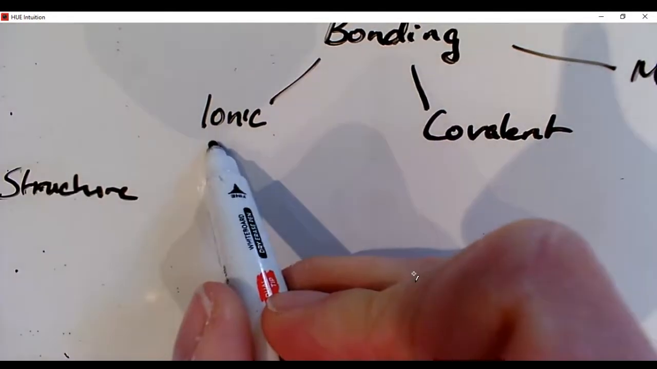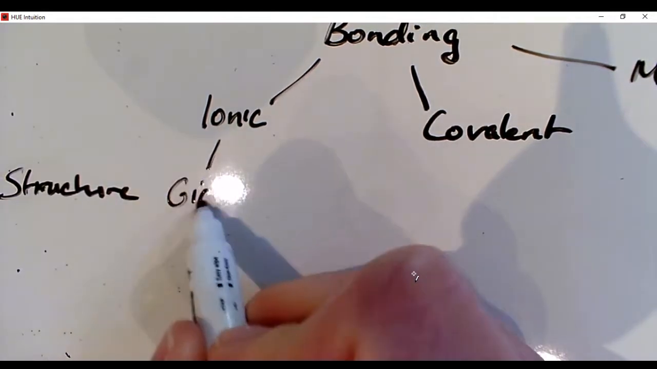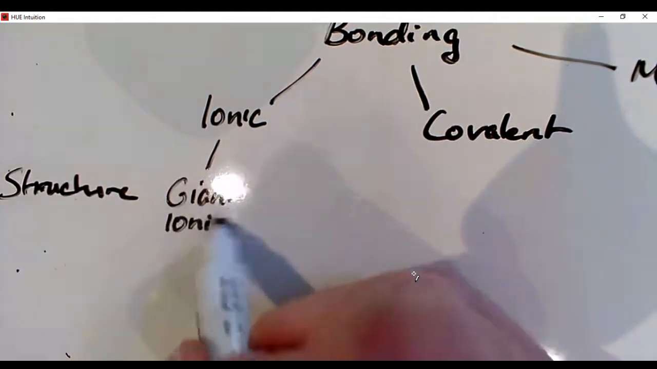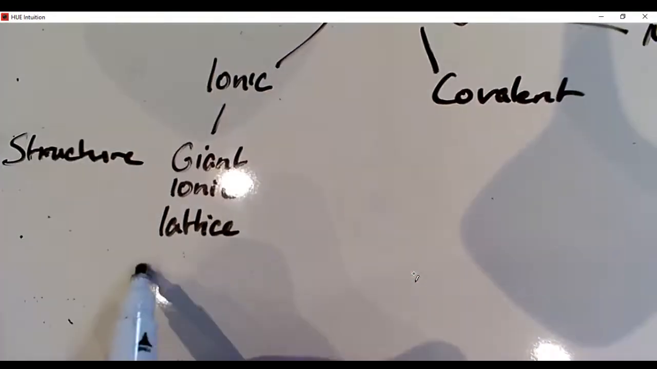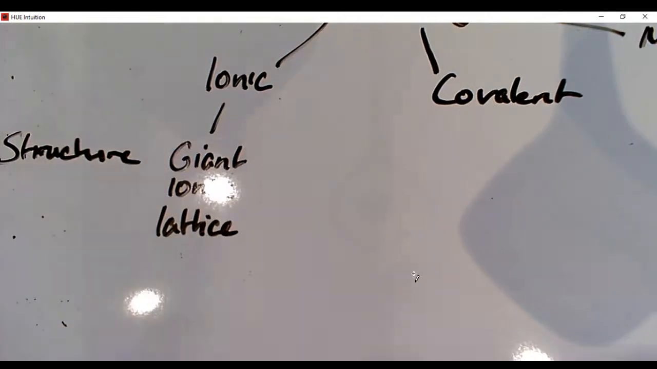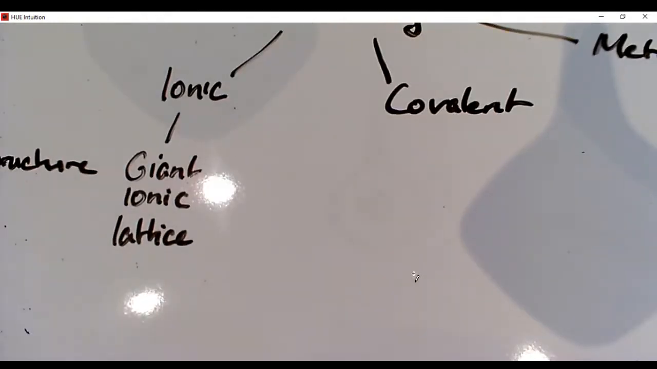Now, for the structure of ionic, if you have ionic bonding, if you refer back to your notes, you get a giant ionic lattice. And remember, that was lots and lots of cations and anions spread throughout this huge three-dimensional structure, and everything's held together by strong electrostatic attractions, but it's this giant crystal.